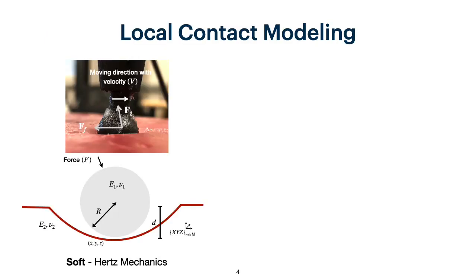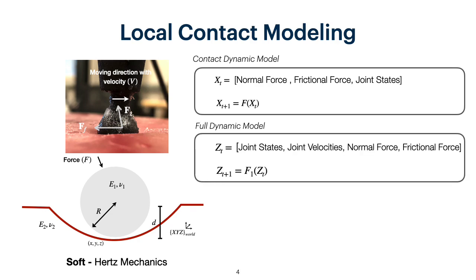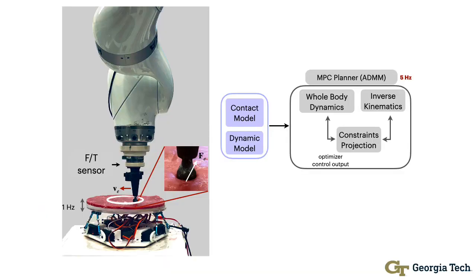To build a contact-aware model, it is necessary to derive a contact model. We use Hertz contact mechanics to approximate a valid local model. Then a dynamic model of the contact is derived, and eventually, it is incorporated with the robot model to formulate the full dynamic model with the contact. The full dynamic model is used in a high-level planner.